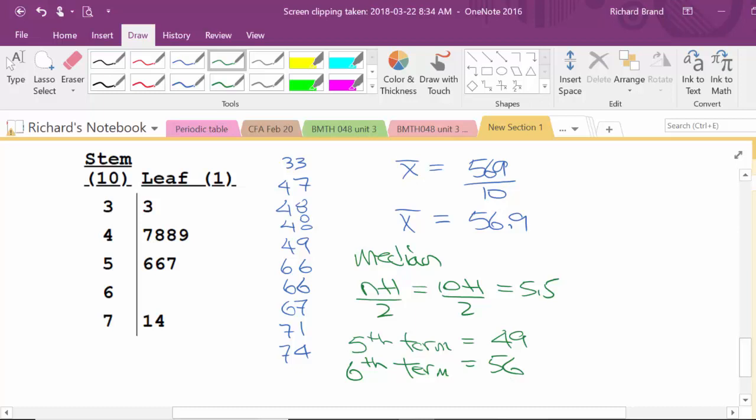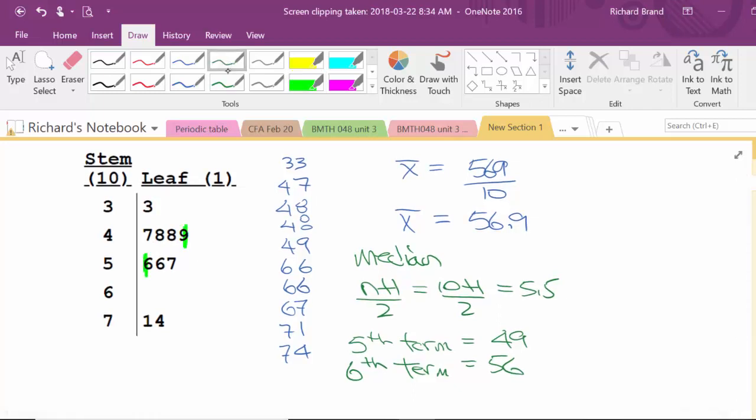Why am I choosing these? Well, when I calculated the median, I took the number of terms plus 1, divided by 2. So the median is somewhere between the fifth and the sixth term. So I identify the fifth term, which is that one. 1, 2, 3, 4, 5. And I identify the sixth term, which is that one.